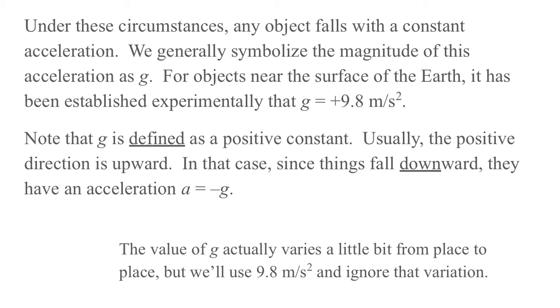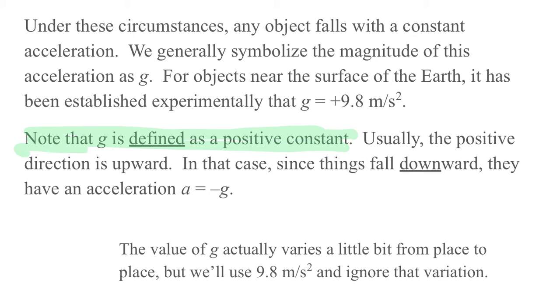We generally symbolize the magnitude of this acceleration as g. For objects near the surface of the Earth, it has been established experimentally that g is plus 9.8 meters per second squared. Note that g is defined as a positive constant. It is the number 9.8 meters per second squared.